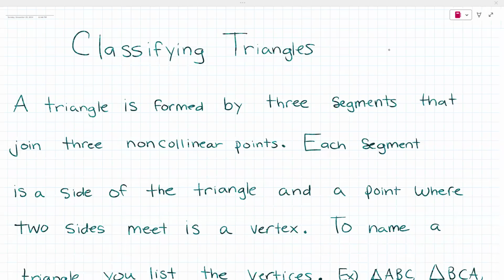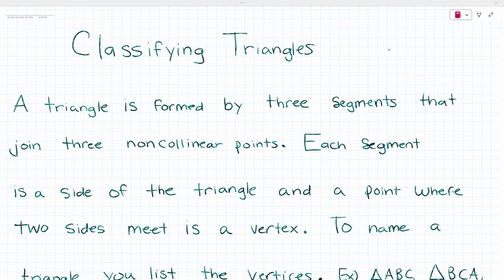Hello, in this video we will go over the different types of triangles based on their side lengths and interior angle. We will also go over the triangle sum theorem and exterior angle theorem. So yeah, this is all about classifying triangles.